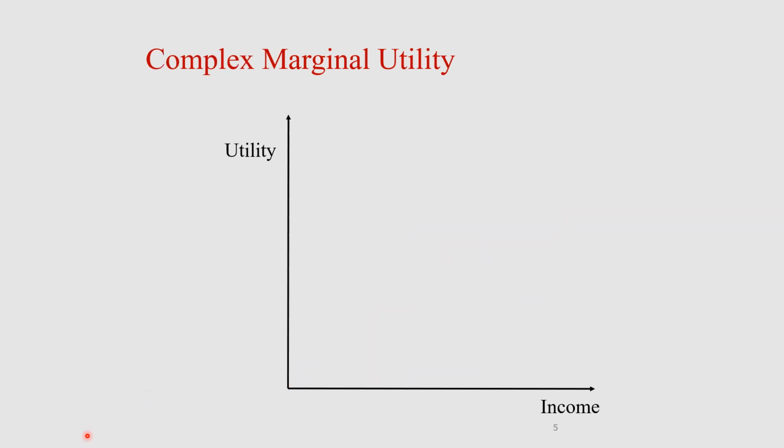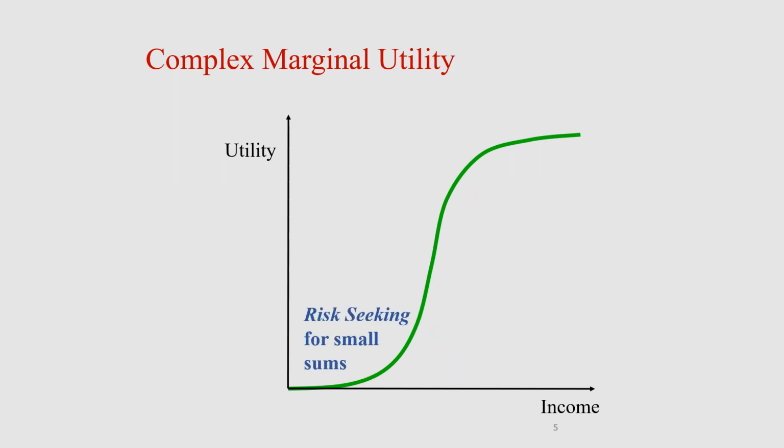We can also look at complex marginal utility, and that's a case where the function has this S shape, such as indicated here. So in this part, they're risk-seeking, and then they're risk-averse at the upper level as that income increases. So risk-seeking for small sums, risk-averse for large sums.